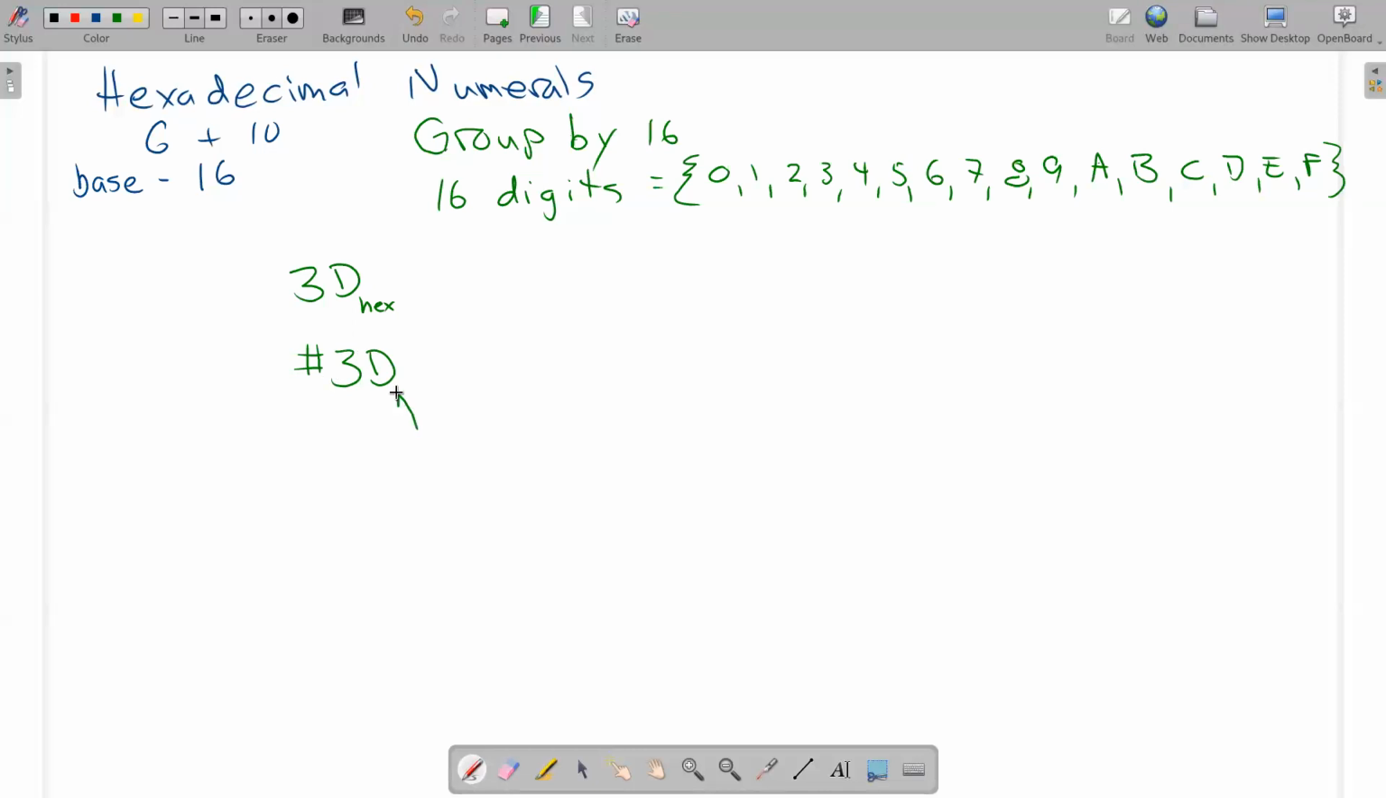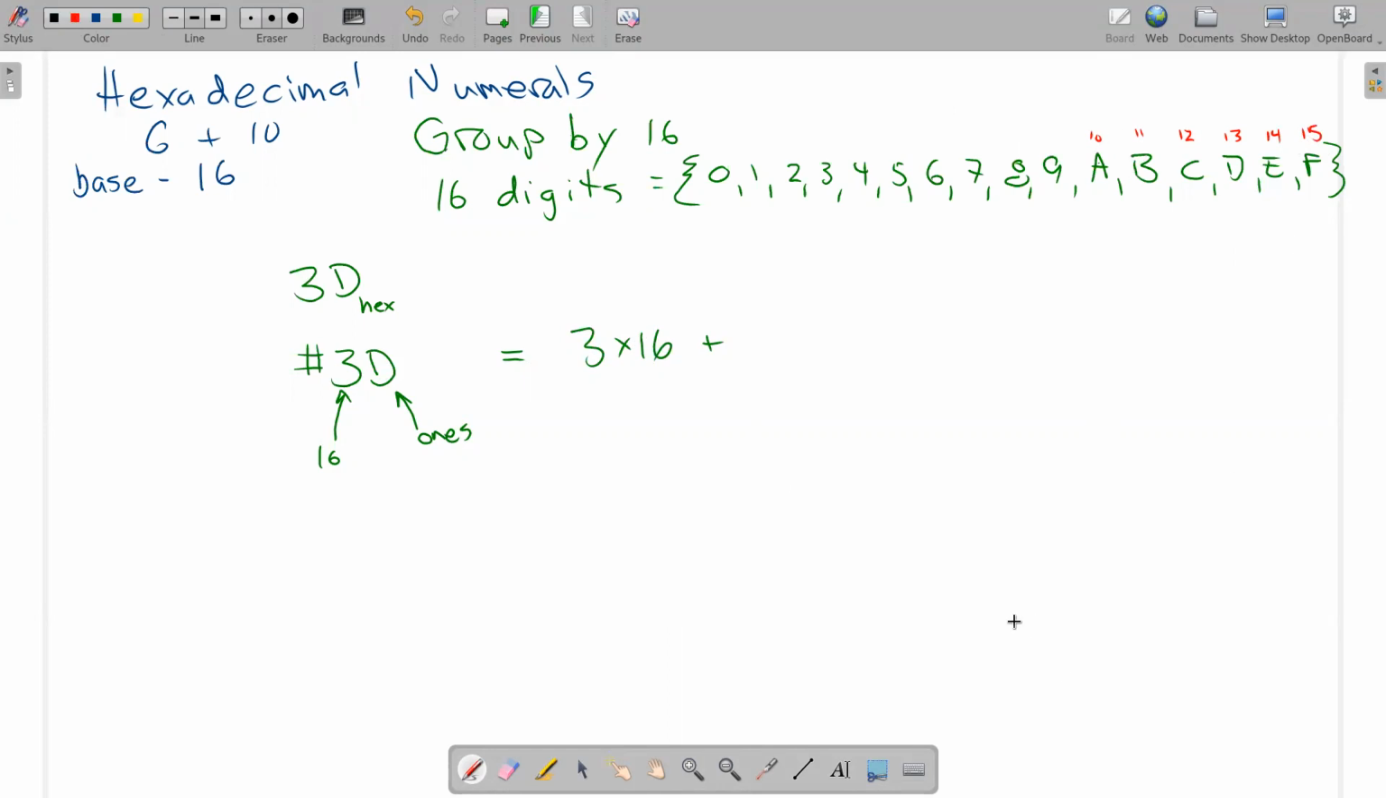The first place is always the ones. The second place is always whatever base we're talking about. Well, that's base 16. So what does this numeral mean? It means I have 3 16s and I have D 1s. Oh, what's a D? Okay, let's think about that up here for a minute. Well, after 9, A must be a 10, B is an 11, C is a 12, D is a 13, E is a 14, F is a 15.